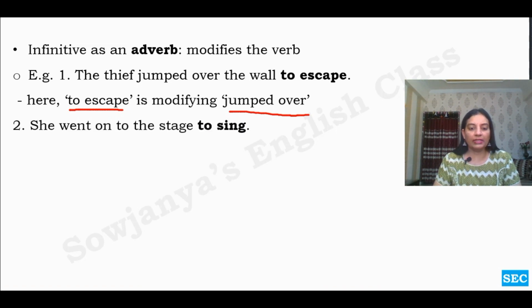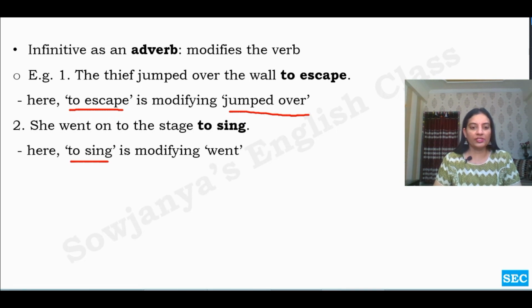And then, she went on to the stage to sing. To sing is our infinitive, which is modifying the verb went on. Why did she go on to the stage? With an intention to sing. It is also giving a reason. It is acting as an adverb of reason.